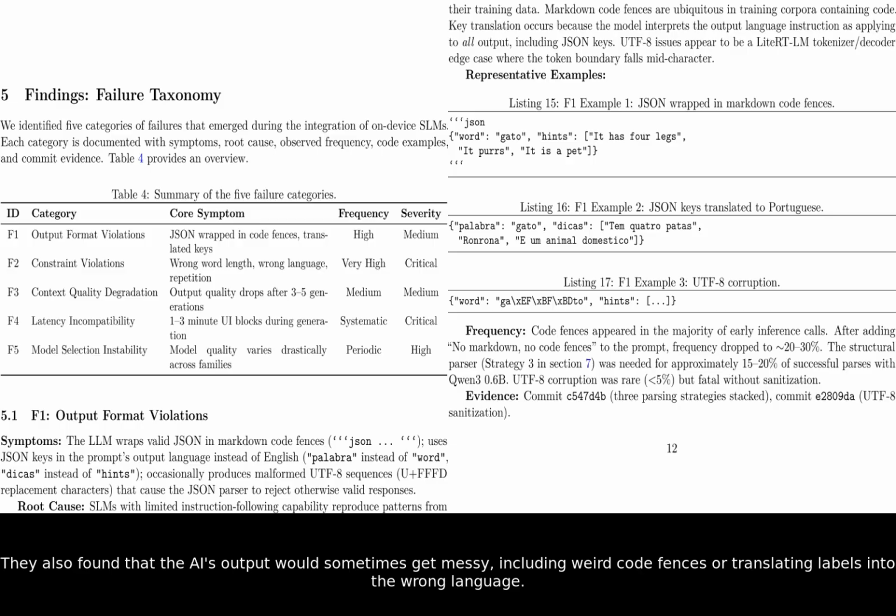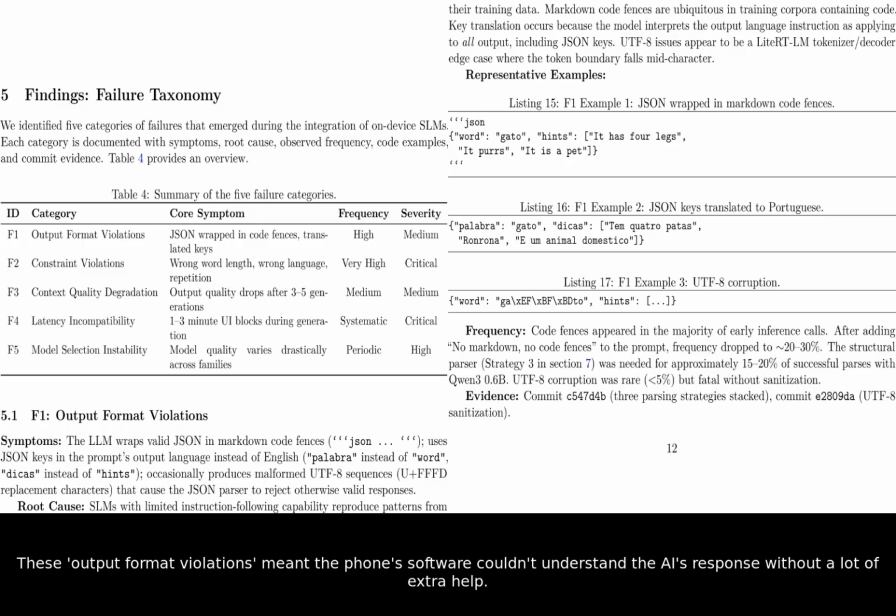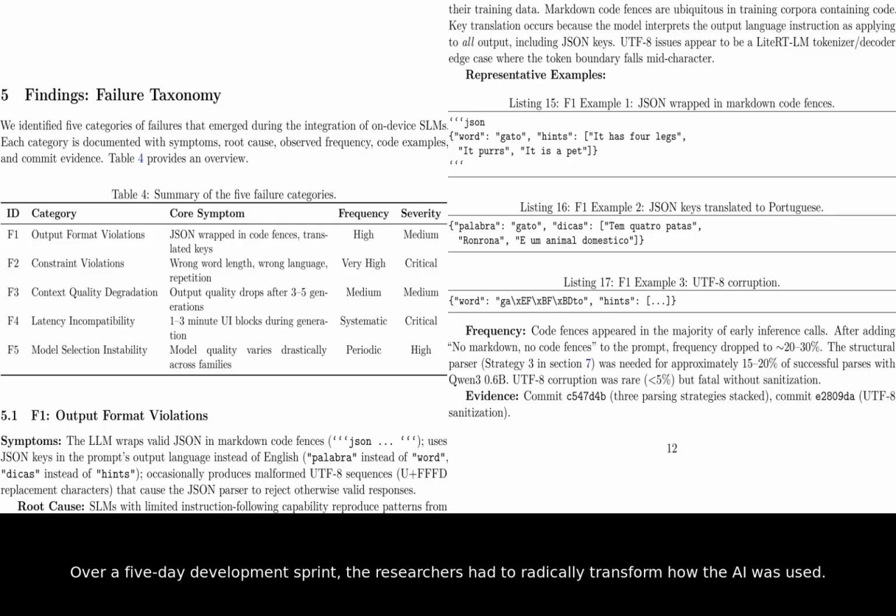They also found that the AI's output would sometimes get messy, including weird code fences or translating labels into the wrong language. These output format violations meant the phone software couldn't understand the AI's response without a lot of extra help. Over a 5-day development sprint, the researchers had to radically transform how the AI was used.